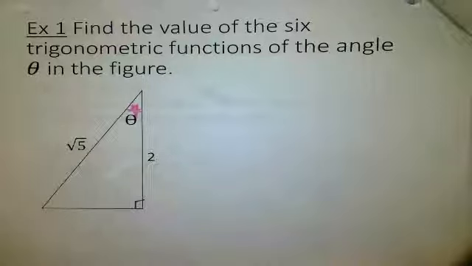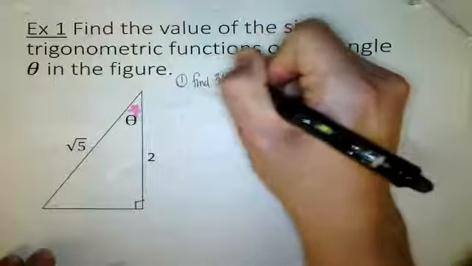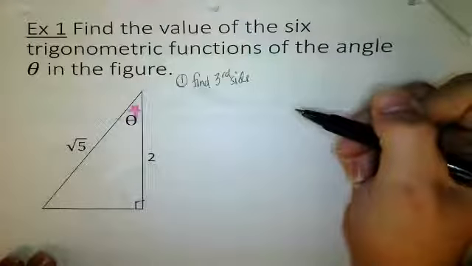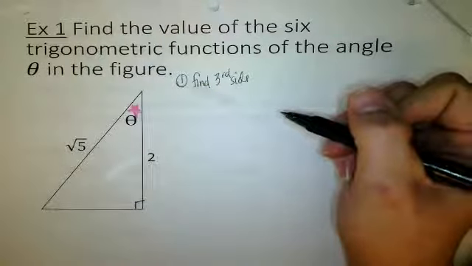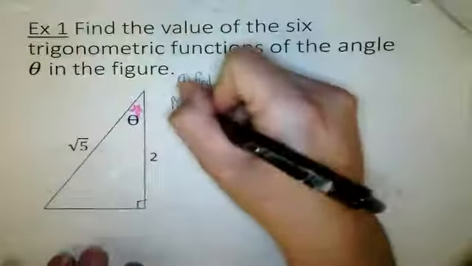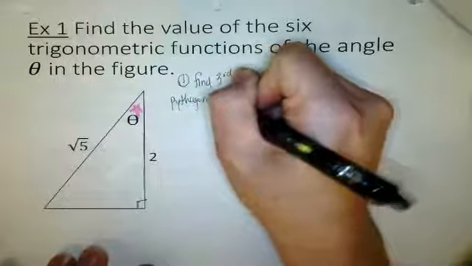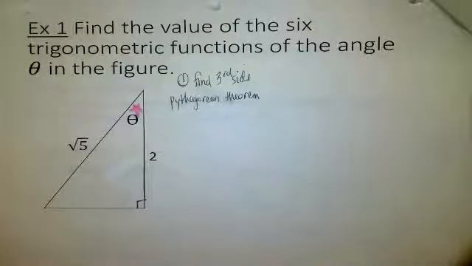If I want to find the trig functions, I have to have all my sides. So the first thing we need to do in this figure is find the third side. How do we find the third side? Pythagorean theorem. The Pythagorean theorem helps us out with side lengths. And ladies and gentlemen, this one example is like what we're going to do the entire semester. Find the third side and give me the ratios. So really important.